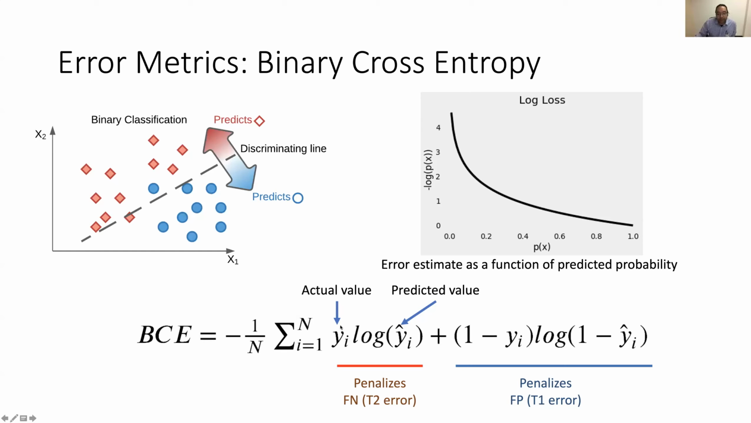Okay, so what happens? If it truly is a case 1, then this value is 1, and that means it's going to be 1 times whatever this is, just whatever this is. If it actually was 0, then it doesn't matter what this is, you just get 0 times whatever this is, 0, so you don't count it. So what is this doing? This is looking for those that are truly positive. And if you get it wrong, like if you say that it's a negative, then what you have is a false negative. So this term here is penalizing for the T2 errors, the false negatives.